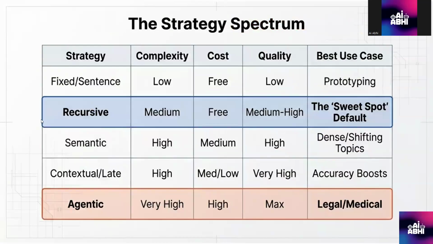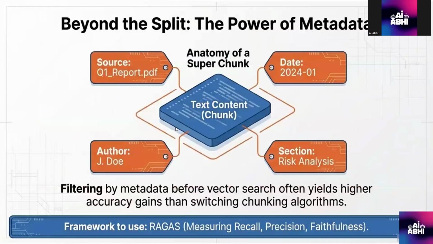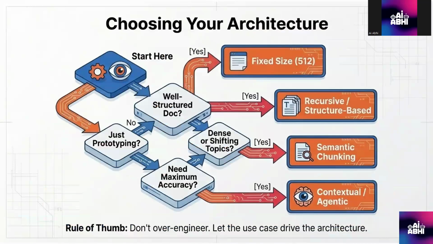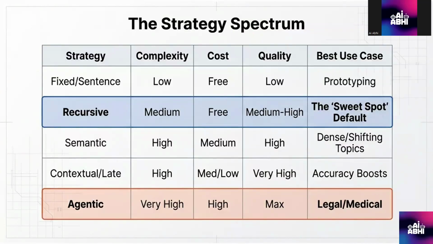So let's do a complete comparison here. All right, let me put it all together in one view so you can compare everything side by side. So as you can see, the fixed sentence has low complexity, it's free, and quality is low. The best use case is for prototyping.